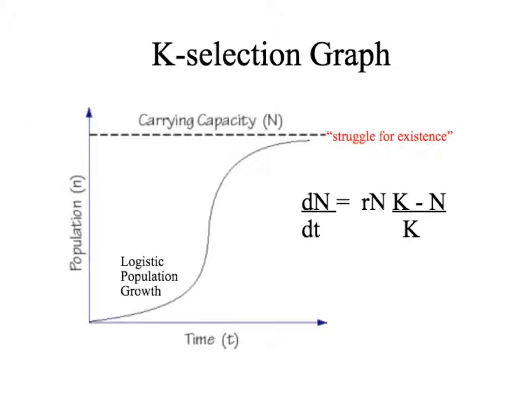So we have a K selection graph. The r is the intrinsic rate of increase, and the N is population size. And the K is carrying capacity, which means the maximum number of individuals that a habitat can support. And we have logistic population growth.